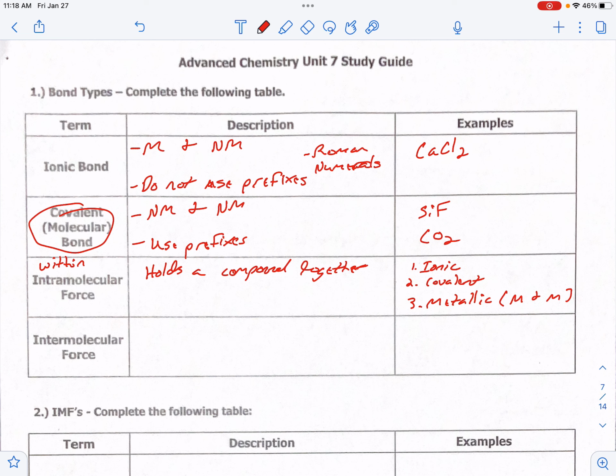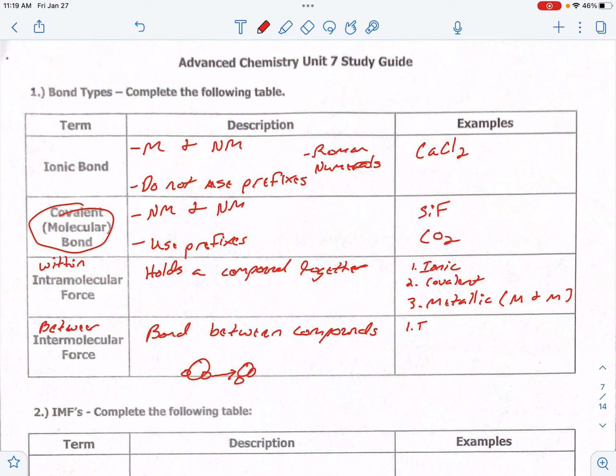Now intermolecular forces, inter means between. That is simply the bond or force between compounds. That's what holds actual different compounds together. If I had something like H2O, here is H2O. These H's right here on the end are going to be attracted to the O of another H2O. So you're actually holding those compounds together. That is intermolecular forces. There are four of those. We just talked about those recently.